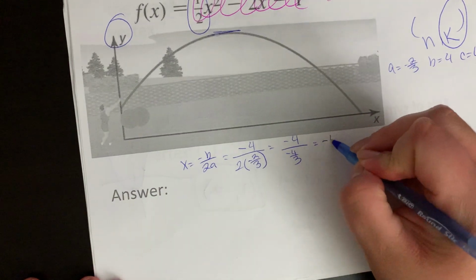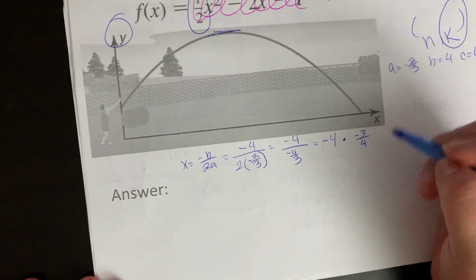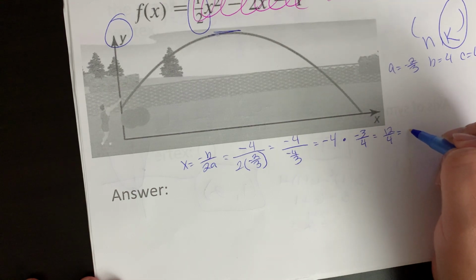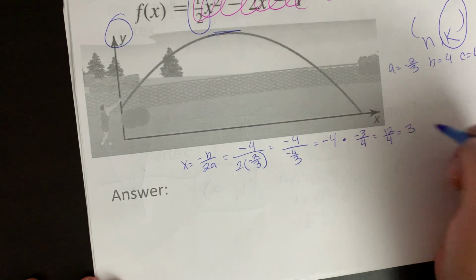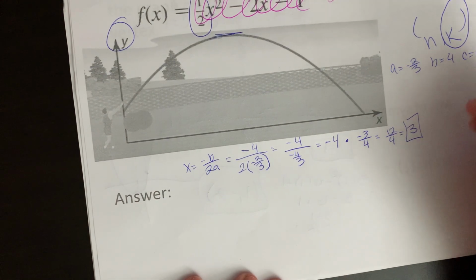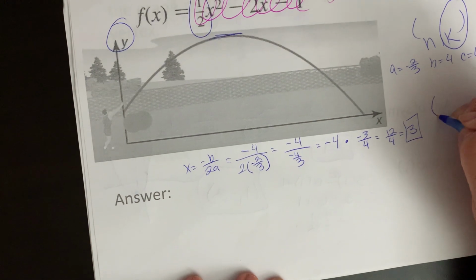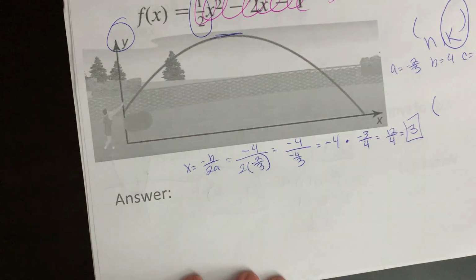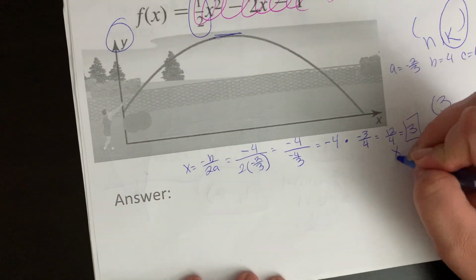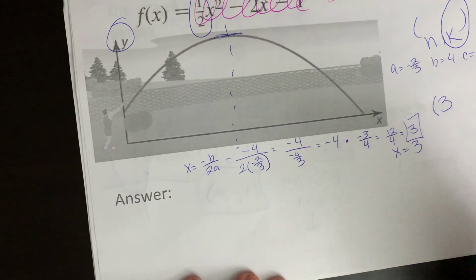So we have -4 times, you flip the bottom, -3/4, which would give us a +12/4, which is going to give us just a +3. Okay, so we have our y value is a -3. So my vertex is at, oh no, wait, I'm sorry, that was just the axis of symmetry. So x equals 3. So I know my axis of symmetry is around 3.